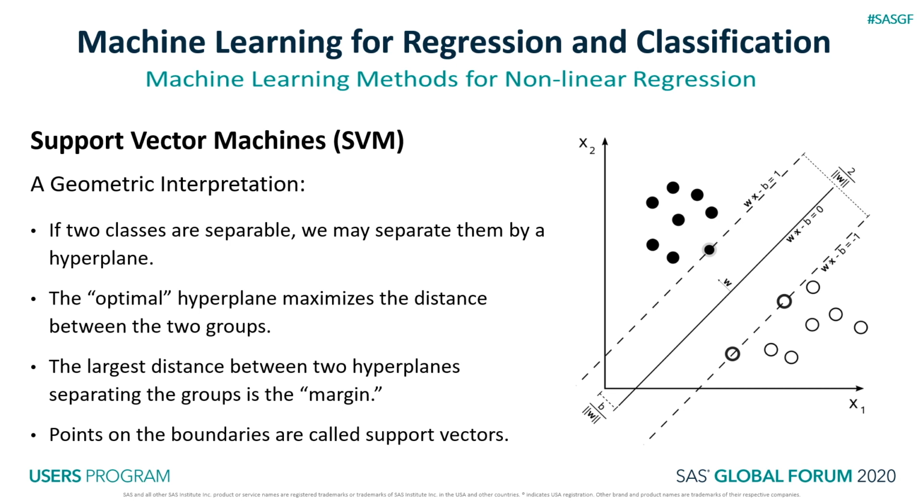So to lay down some terminology and give you some idea of the geometry, suppose that we have two classes, so that's the filled-in circles and the hollow circles, and they're completely separable. So we can separate them by just fitting a plane between the two data. The optimal hyperplane maximizes the distance between the two groups. The largest distance between the two groups is the so-called margin. Now, the points which fall on the boundaries of the margin, these are the support vectors. And these are very important in determining where the classification boundary should go.